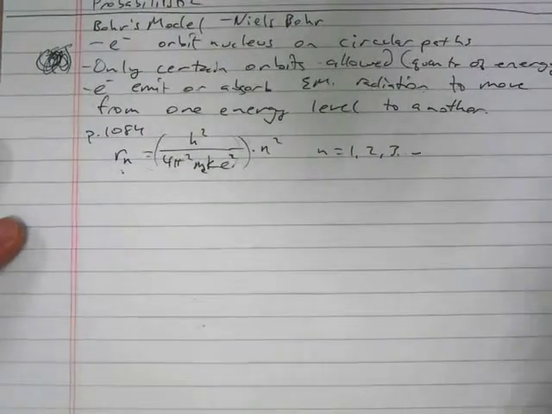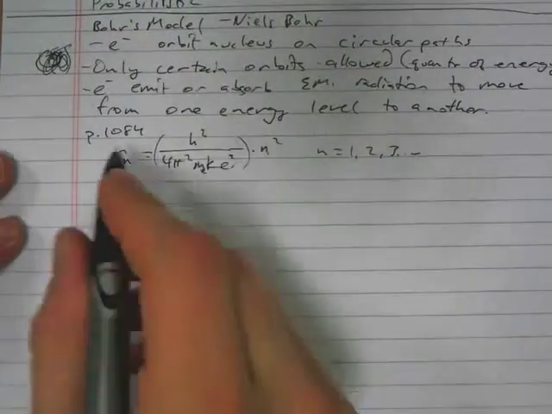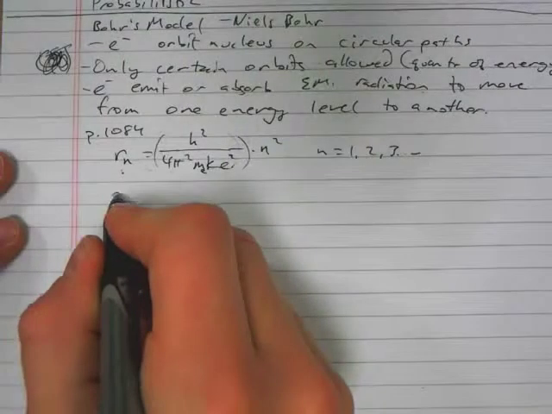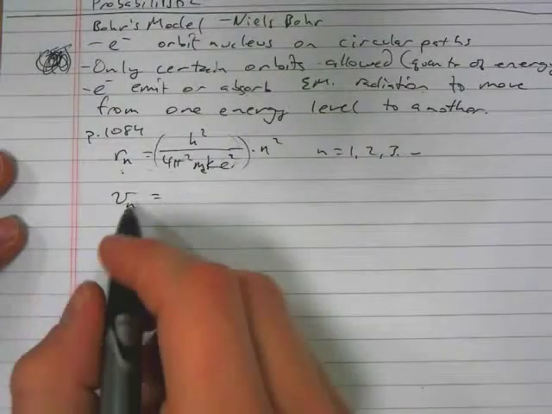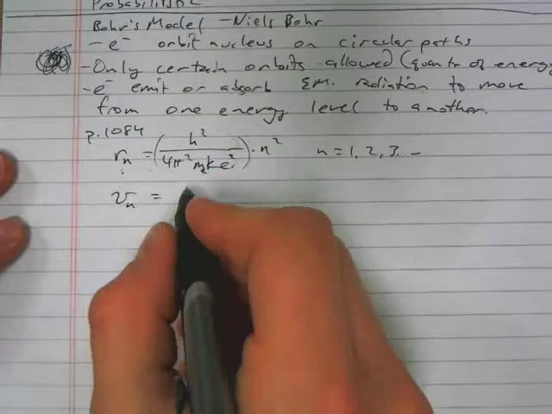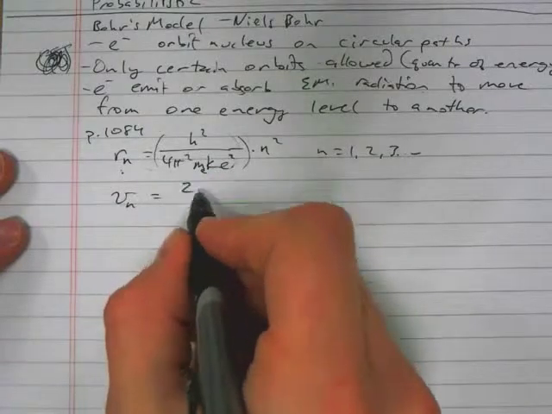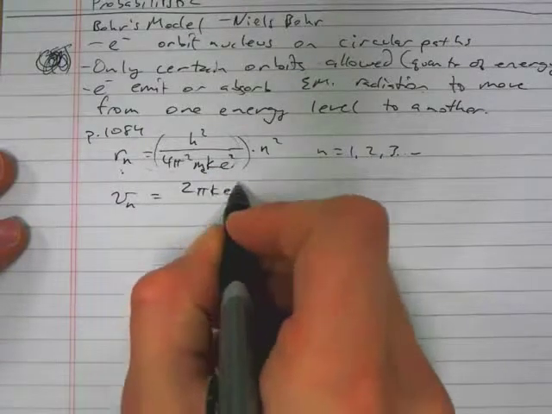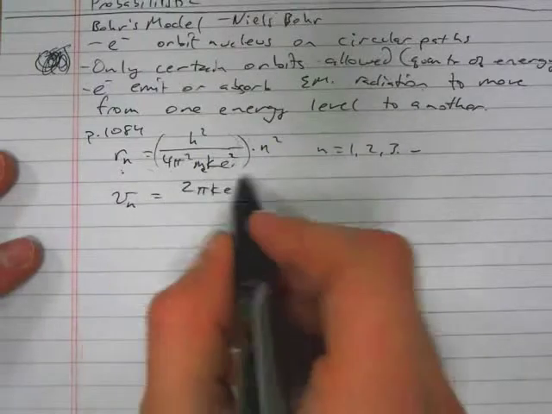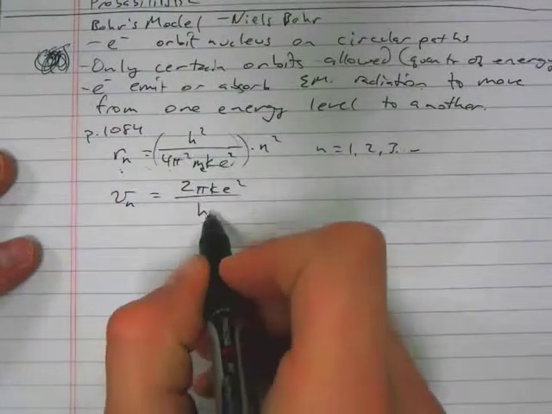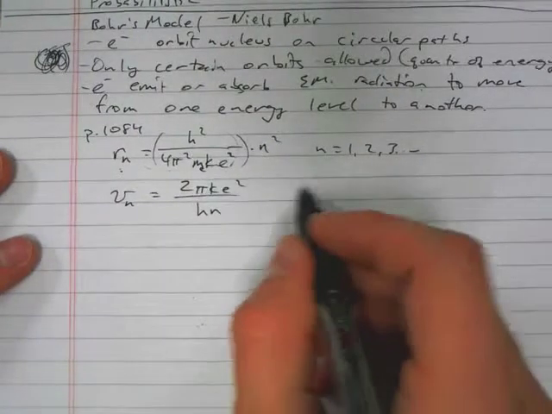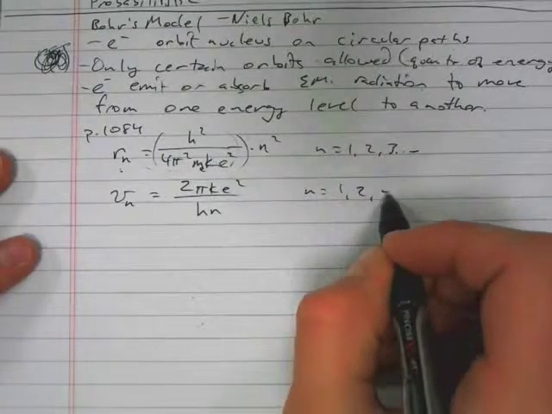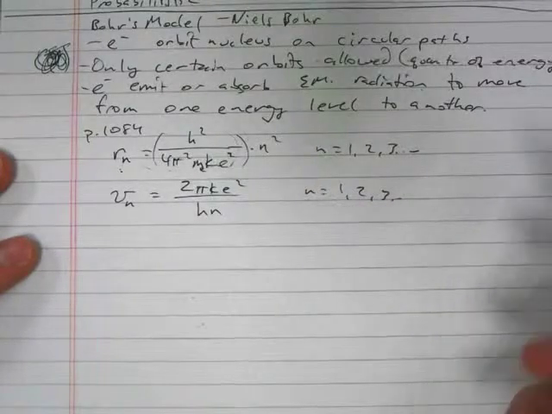Following along again from the idea of centripetal force, the velocity of an electron in the nth orbit is 2 pi k e squared over h n, where again n equals 1, 2, 3, etc. Okay, so these are the allowed orbits.